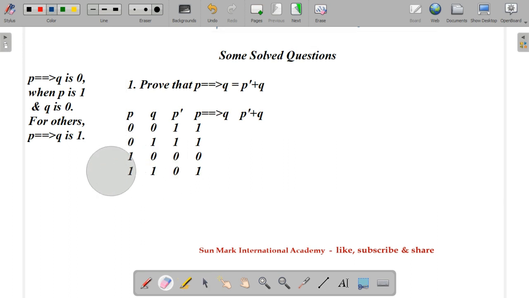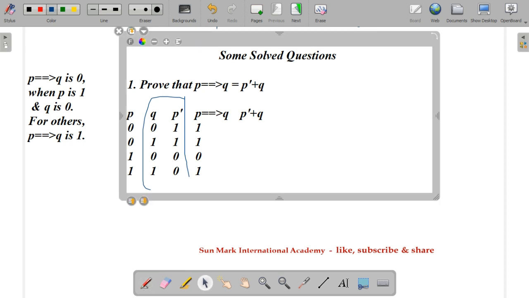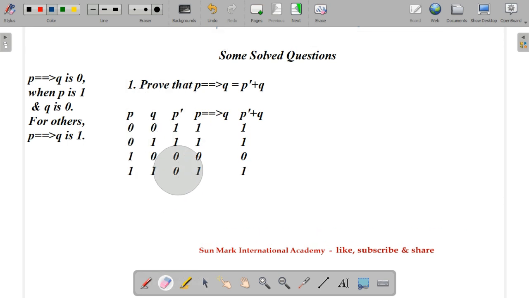Next, find the sum for P dash plus Q. P dash plus Q means we need to find the sum of the values of these two columns. So 1 plus 0, 1. 1 plus 0, 1. Next one, 1 plus 1, 1. 0 plus 0, 0. So we got the final answer as 1, 1, 0, 1.